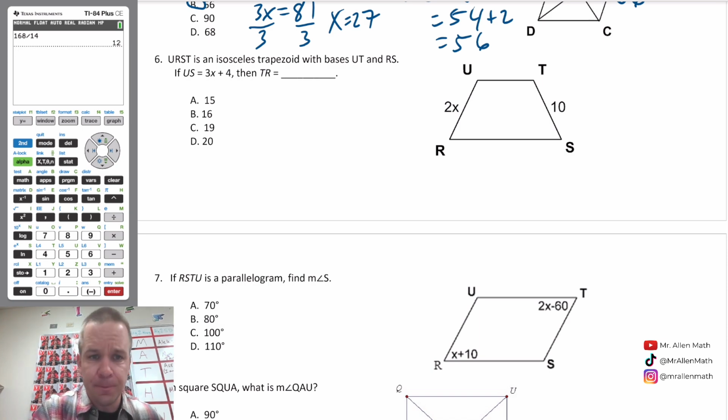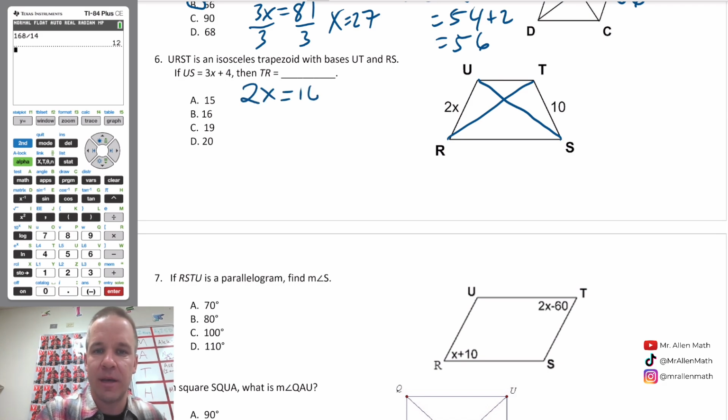So let's see here. It says US is 3x plus 4. It wants TR. So we don't even have these diagonals drawn in, but we can draw them. Also in an isosceles trapezoid, our diagonals are congruent. Okay, so that's another piece. But let's go back to our legs being congruent. 2x is going to be equal to 10, right? That's a terrible 0. It almost looks like a 6. So there we go. I'm going to divide by 2 on both sides. Look at x equals 5.